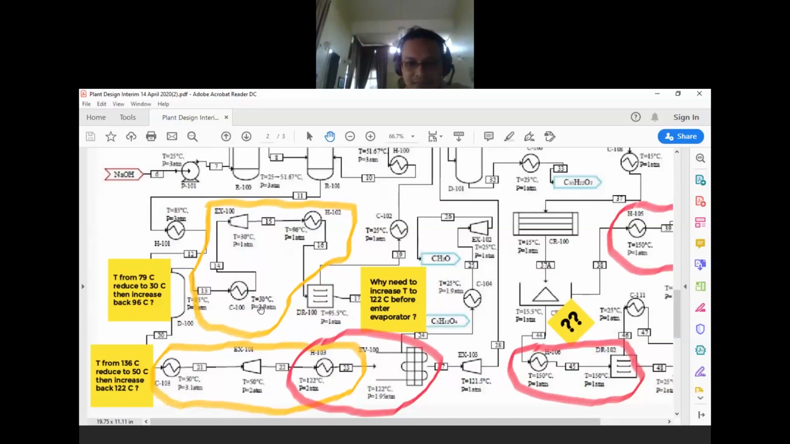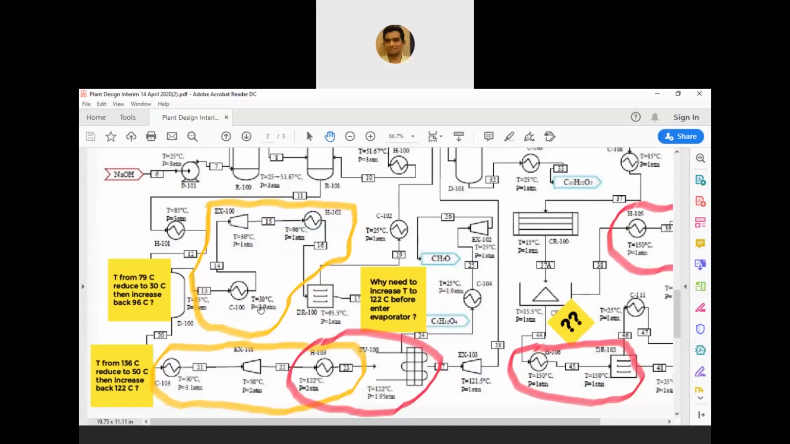Okay, Chan, before you masuk dalam evaporator, you memang dah ada 22 degrees Celsius. Why you need to increase to 122 degrees Celsius before masuk evaporator? Because I want to reduce the pressure first. Because from 3.1 atm, I reduce to 2 atm. Then the bubble point or the boiling point of the components will change.